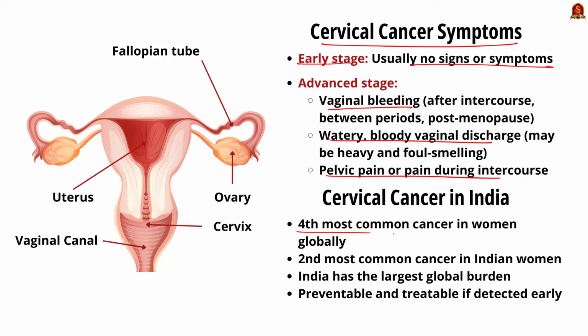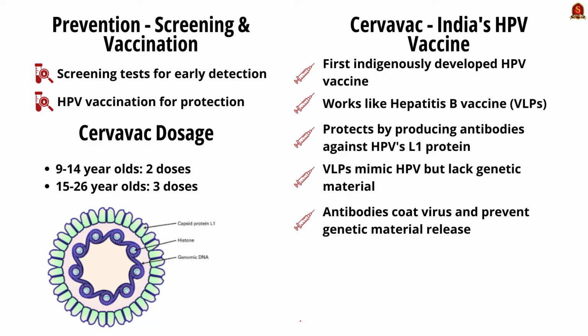cancer is the 4th most common cancer in women globally. In India, cervical cancer is the 2nd most common cancer in women. India contributes the largest share of global cervical cancer burden. According to a study published in The Lancet, India accounted for nearly 1 in every 4 deaths globally due to cervical cancer. Surprisingly, the cervical cancer is preventable and treatable if detected early. You can reduce your risk of developing cervical cancer by having screening tests and receiving a vaccine that protects against HPV infection.